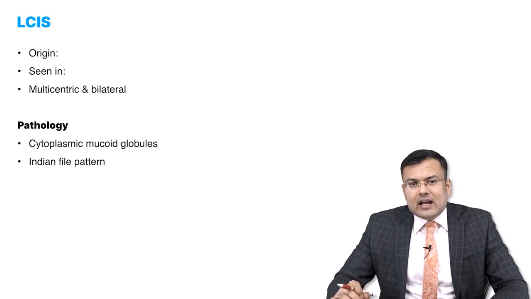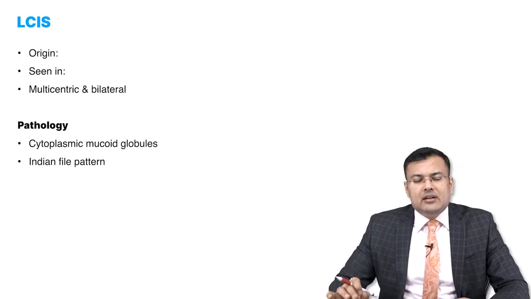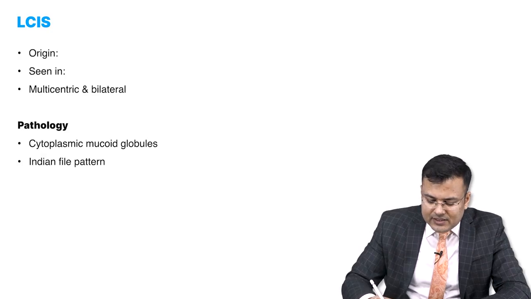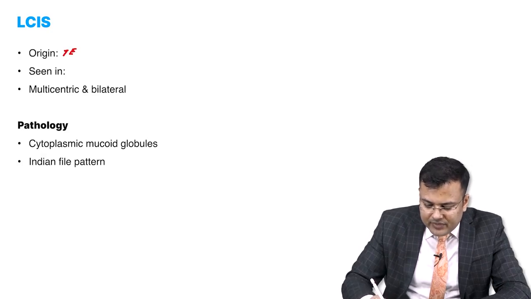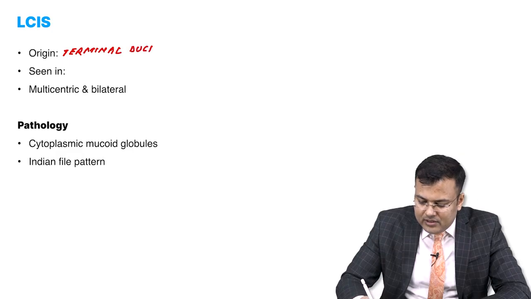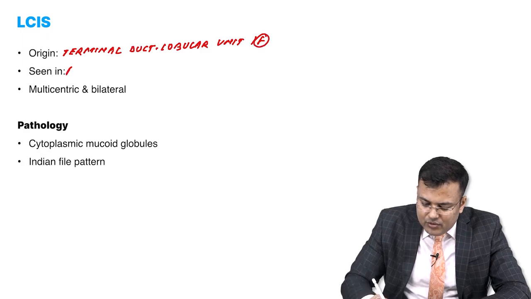Lobular, so it arises from the terminal duct lobular unit. And since lobules are seen only in females, it is seen only in females. So what's the origin? The terminal duct lobular unit. And we discussed that it is only seen in females. Clear?